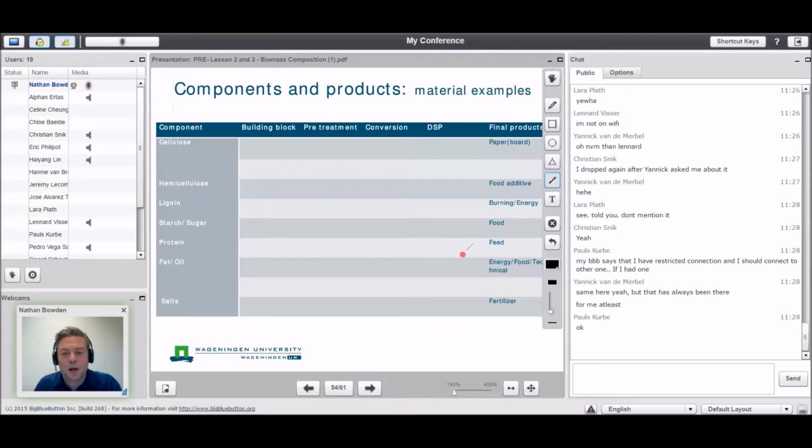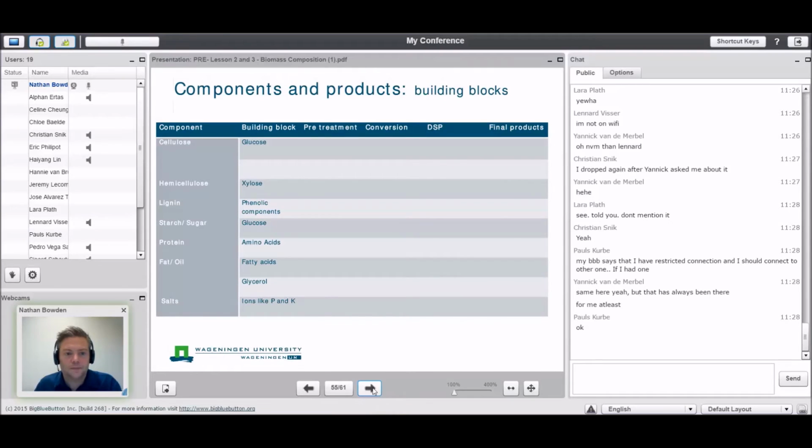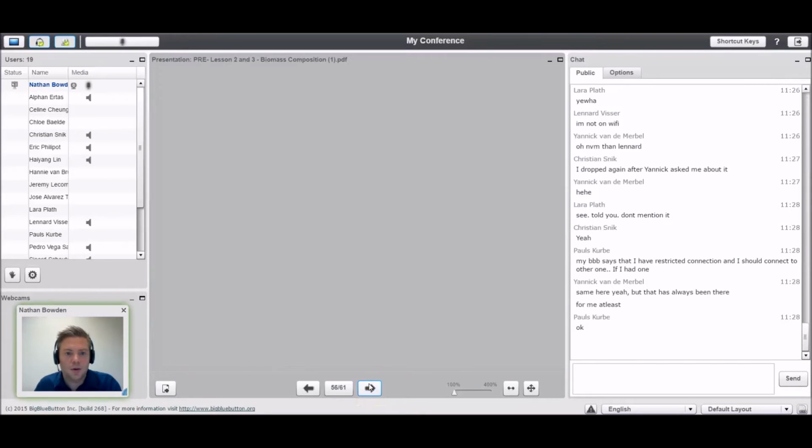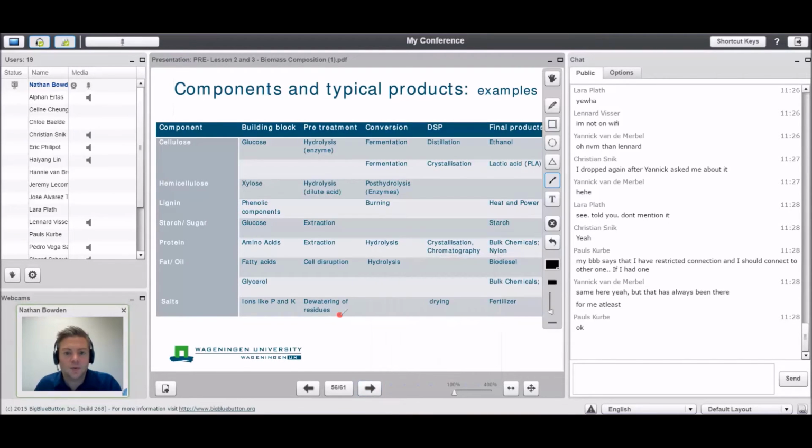And here are the final products you can use them for. Salts for fertilizer, fat and oils for energy and food, feed for protein, food for starches, energy for lignin, a food additive for hemicellulose, and paper from cellulose. Building blocks you can fill in also here for each product. And now it's filled in together.